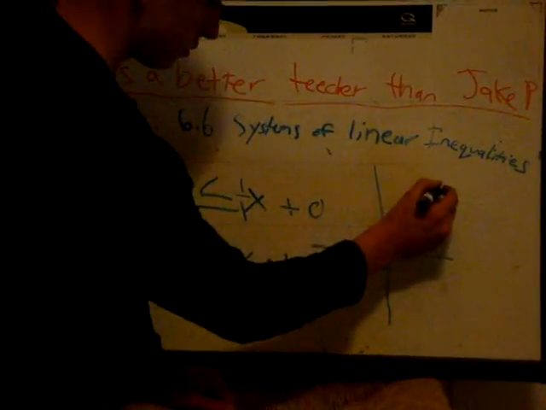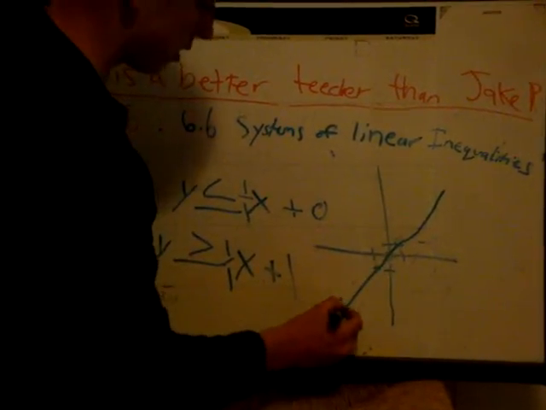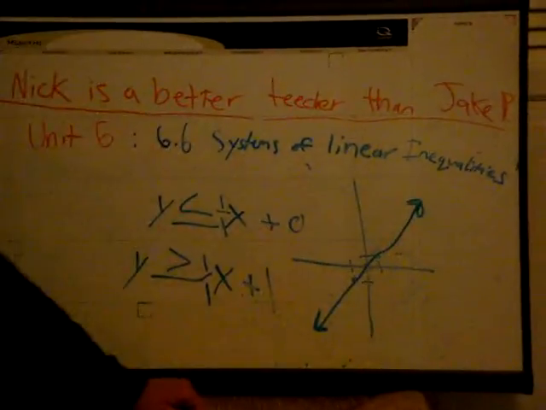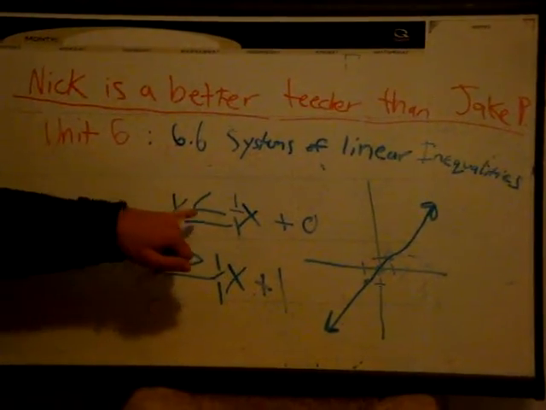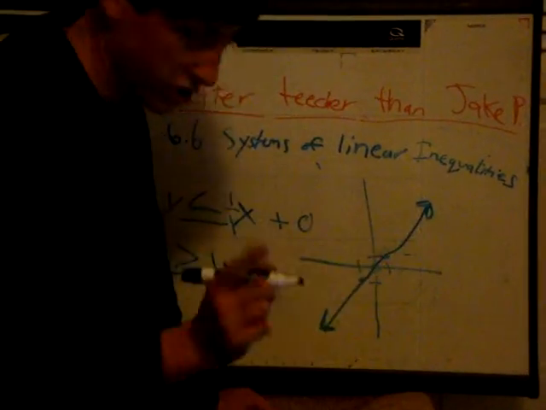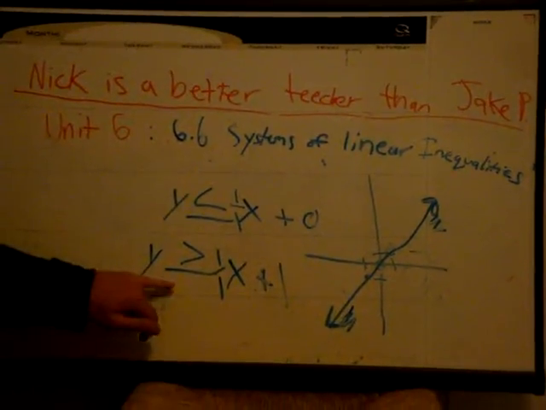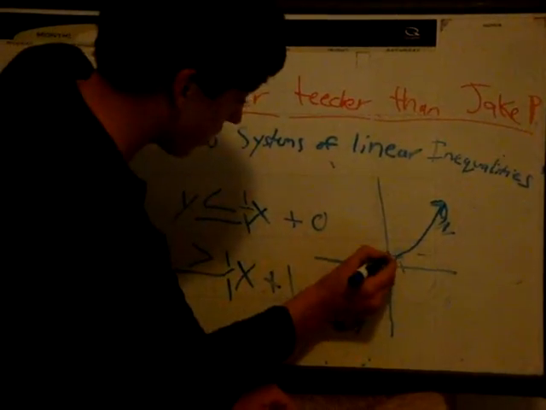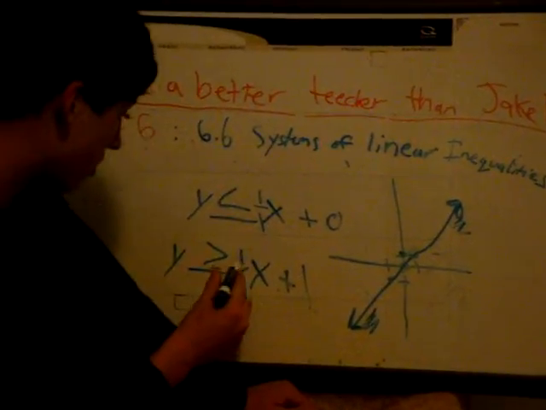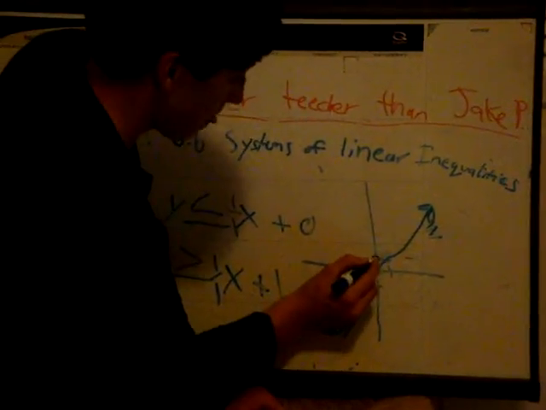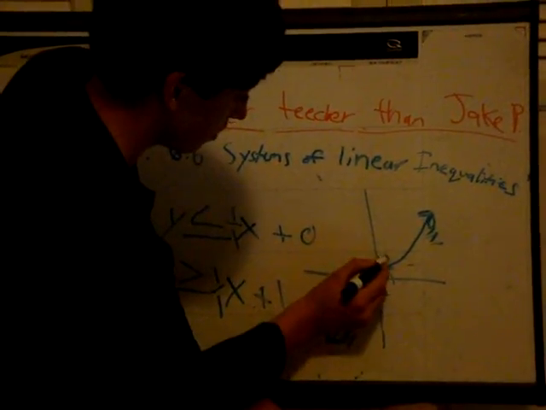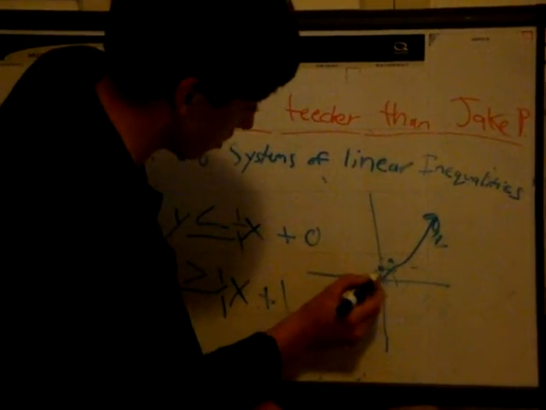Up 1, over 1. Solid line. And we're going to shade down because it's less than. But we're not going to shade yet. Remember, we're just going to make a note of it. So we would shade down. Okay, here, plus 1, it's our y-intercept. Up 1, over 1.